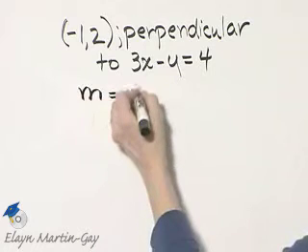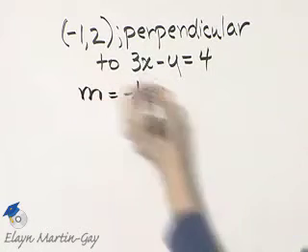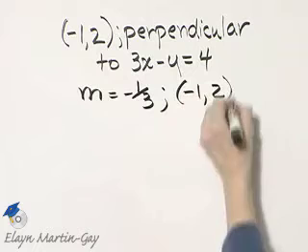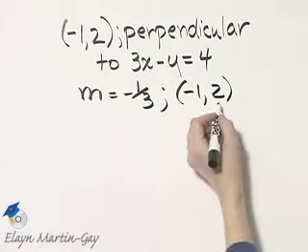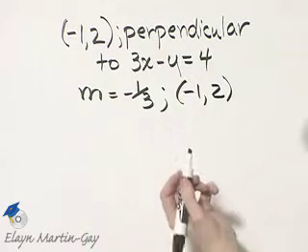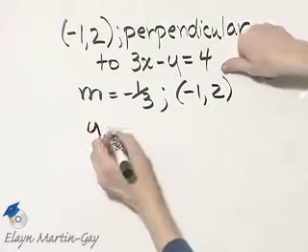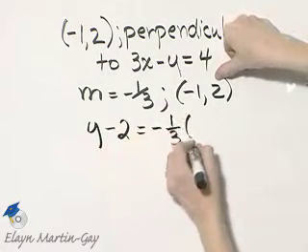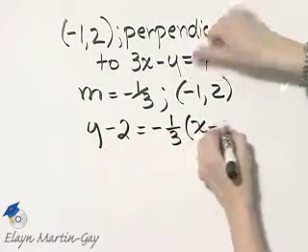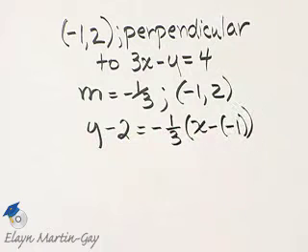I'll use a slope of negative 1/3. I'll use the fact that we're given this point. And now let's write an equation of this line. Since I have slope and a point, I'll use the point slope form. So that's y minus the y value is equal to negative 1/3 times x minus the x value.